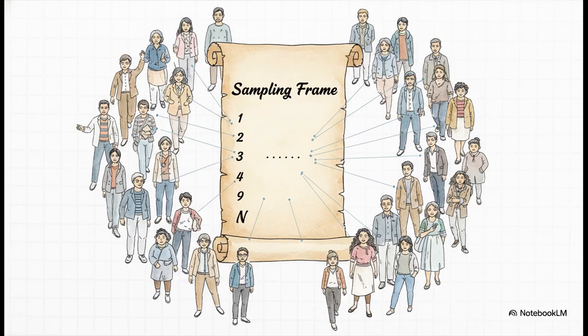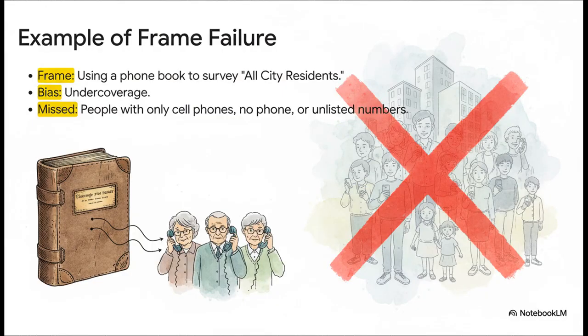It's a complete list of every single person or thing in the population you want to study. If you don't have this, you're pretty much dead in the water before you even begin. You know why? Because a bad frame means you're guaranteed to get a bad result. Here's a classic example. Imagine trying to survey all city residents today by using a landline phone book. It would be a total disaster, right?